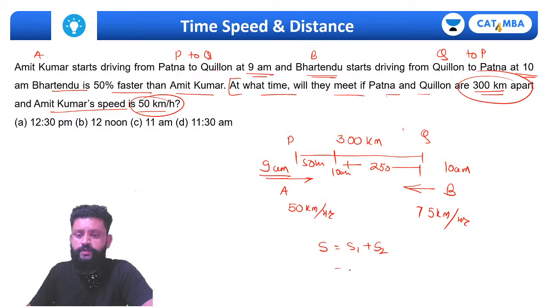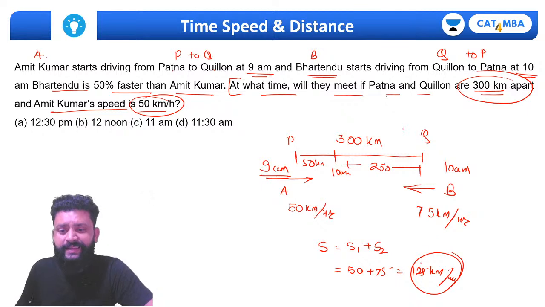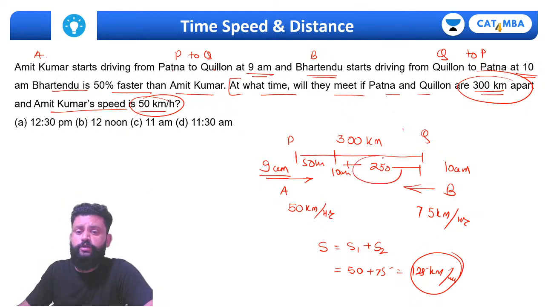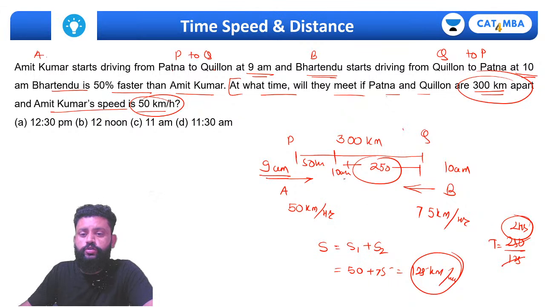S1 plus S2, that comes out to be 50 plus 75, which comes out to 125 kilometers per hour. And they have to travel 250 kilometers, so it is 250 divided by 125, which comes out to be 2 hours. But 2 hours after what? 2 hours after 10 a.m. So the answer has to be 12 noon.